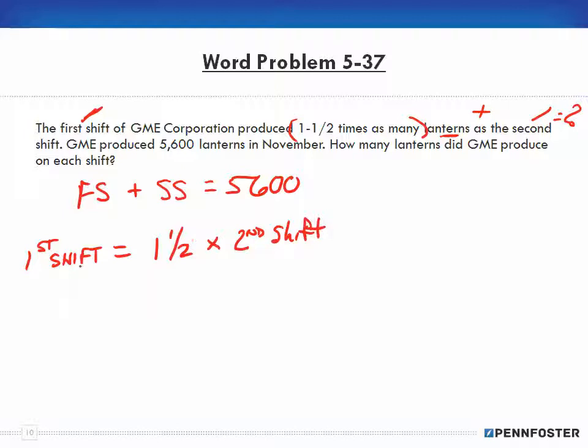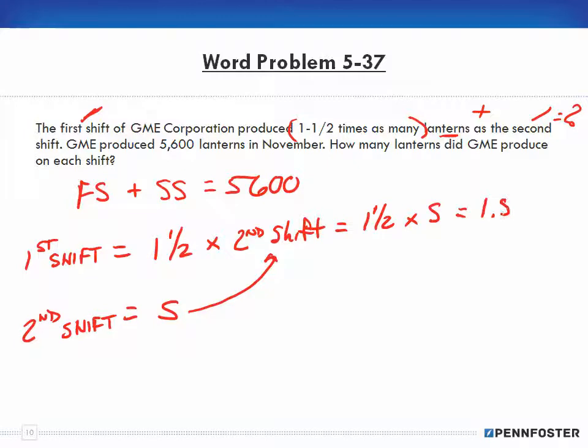So since to be able to determine the first shift is dependent upon the second shift, we're going to set the second shift to the variable s. Okay, so in order to determine what the term for the first shift is, we're going to replace the s for the second shift. So we have 1.5 times s, or 1.5s. I converted the half to a 0.5.